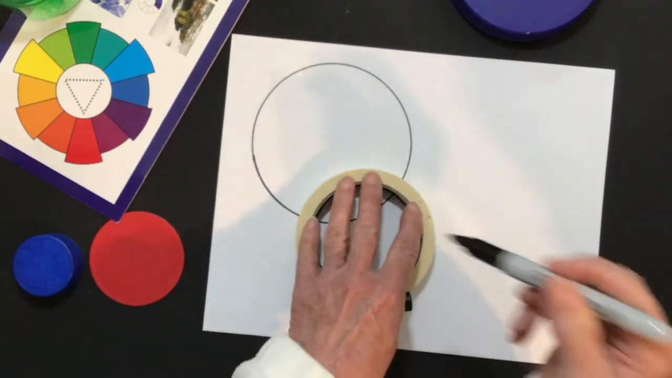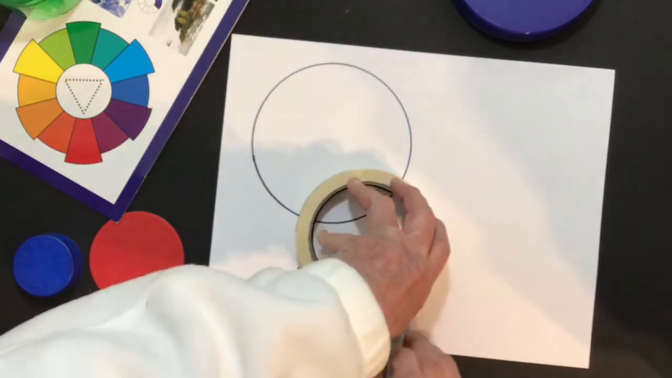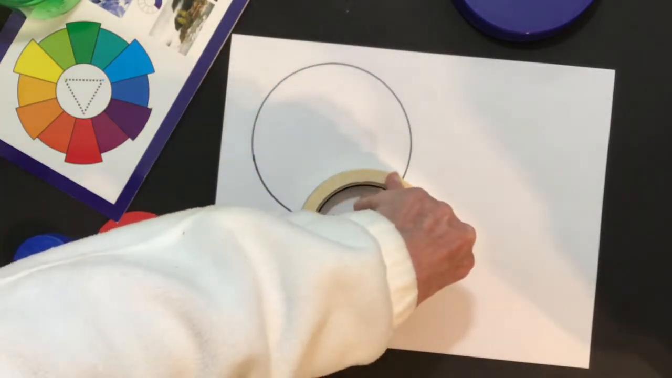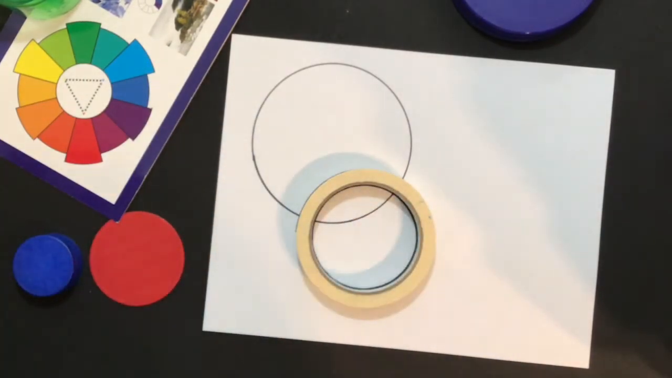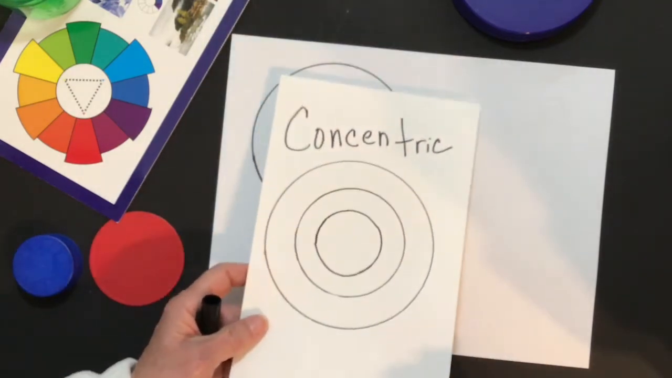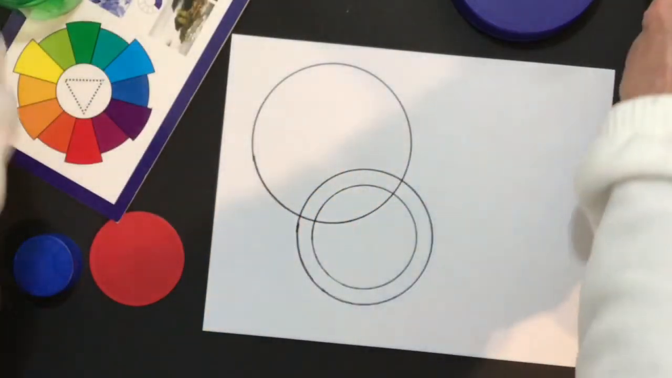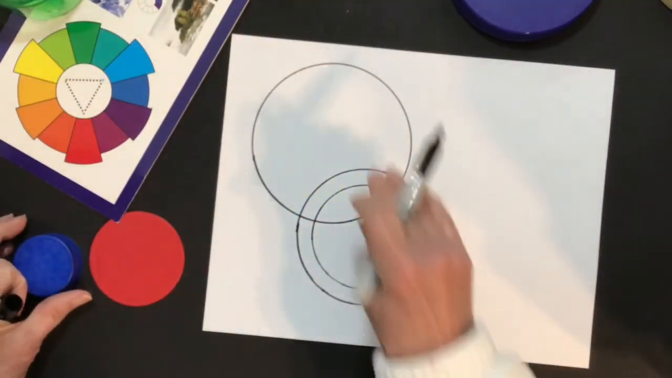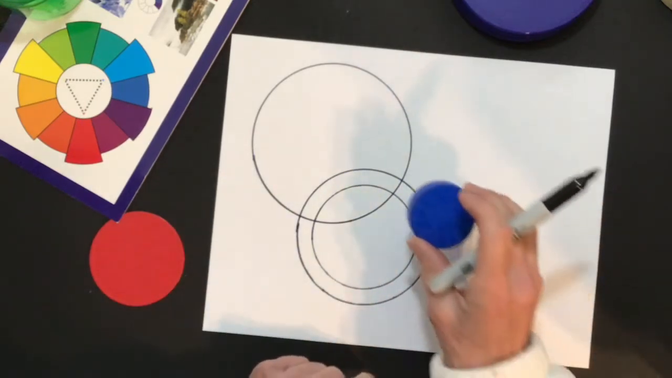I could even trace around the outside of my tape, because if you'll notice in Sonia Delaunay's work, she had what's called concentric circles. Those were circles within circles. So that's an idea that you might like to explore on your design as well. Right now, I've got a large and a medium. It would be wise of me to put a small one.